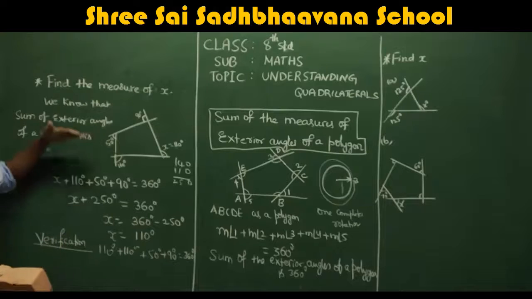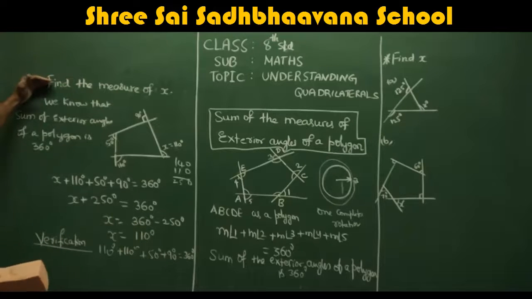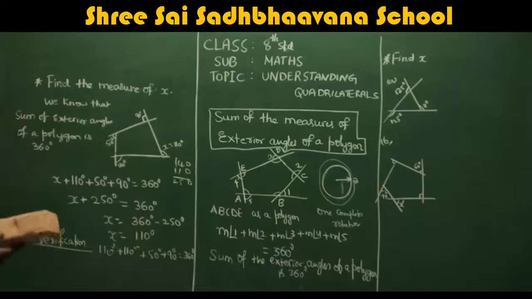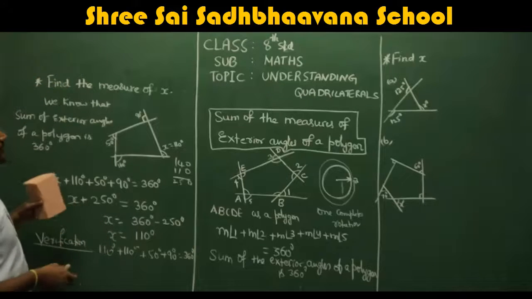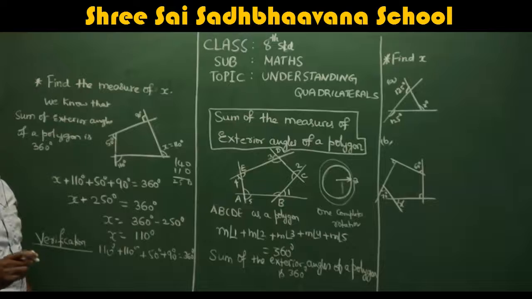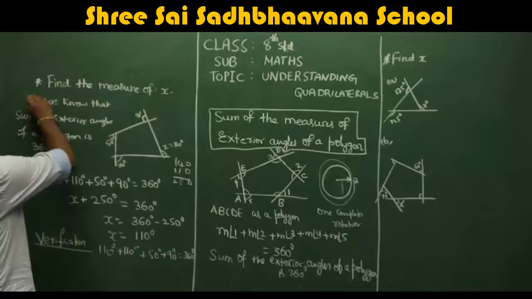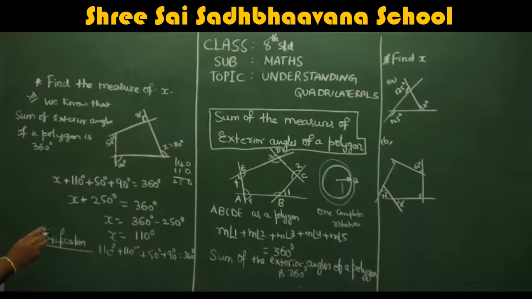Okay, I'll repeat this sum once again, guys. Find the measure of x. That is the question. There also the same kind of questions are given. Find the measure of x. Measure of x means we have to find the value of x. X is in degrees here, so we have to find the value of x in degrees. So we know that the sum of the exterior angles of a polygon is 360.